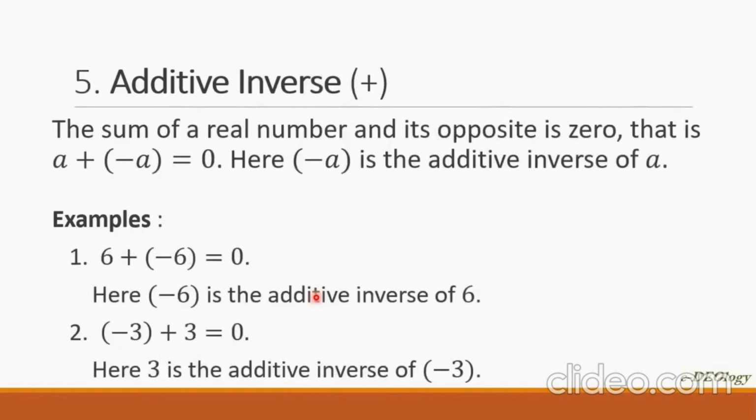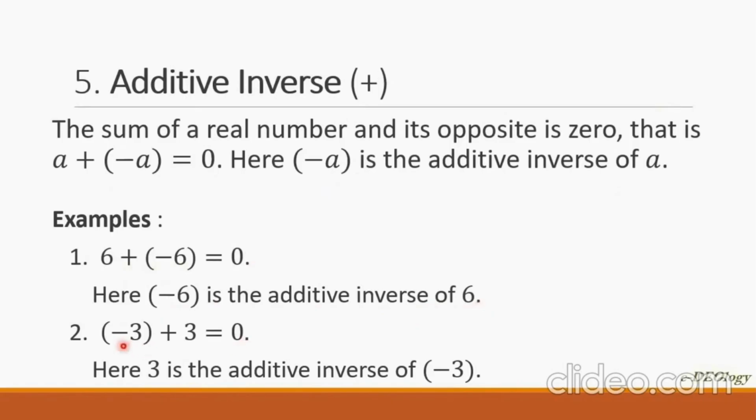Number 5 is additive inverse. It says here the sum of a real number and its opposite is 0. That is, a plus negative a equals 0, and here the minus a or the negative a is the additive inverse of a. We have two examples. 6 plus negative 6 equals 0. Here, negative 6 is the additive inverse of 6.